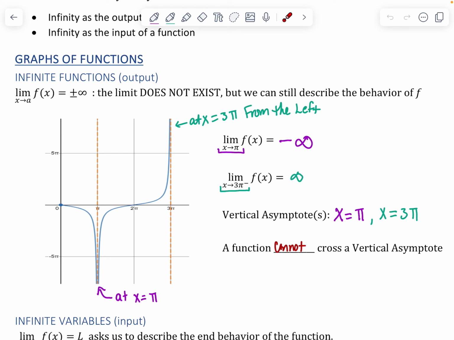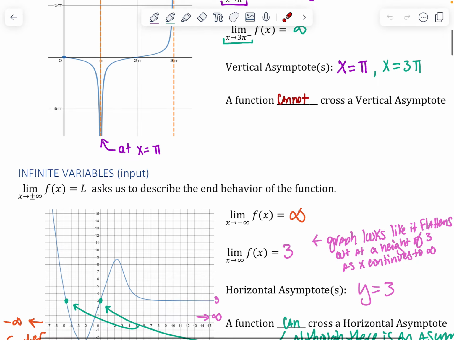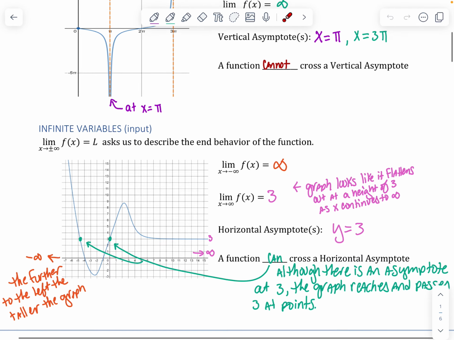The function does not exist at these points, and these points are where the x values are pi and 3 pi. Keep in mind, a function cannot and will never cross a vertical asymptote. As this function continues this way, it's going to go up here forever. It's never going to go just a little over that line.